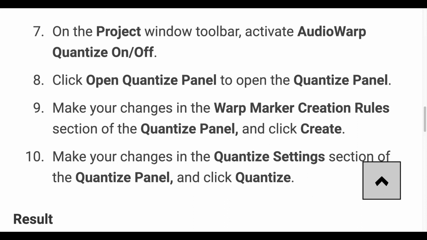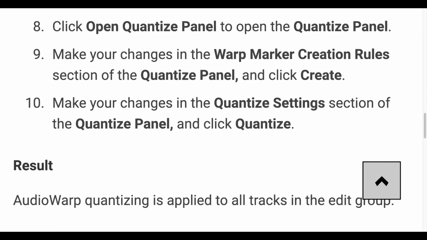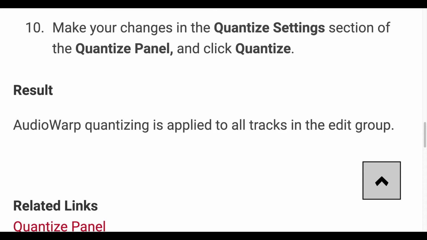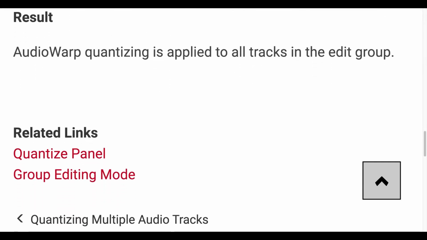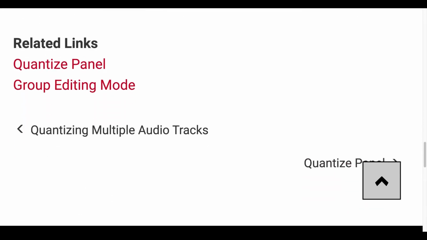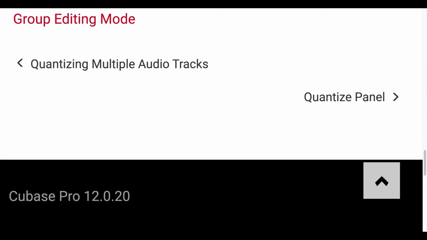On the project window toolbar, activate Audio Warp Quantize On/Off. Click Open Quantize Panel to open the Quantize panel. Make your changes in the Warp Marker Creation Rules section of the Quantize panel, and click Create. Make your changes in the Quantize Settings section of the Quantize panel, and click Quantize. Result. Audio warp quantizing is applied to all tracks in the Edit group. Related links. Quantize panel. Group editing mode.